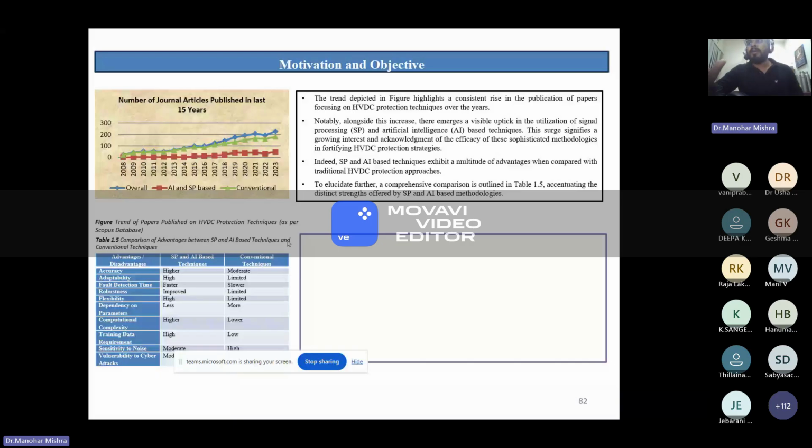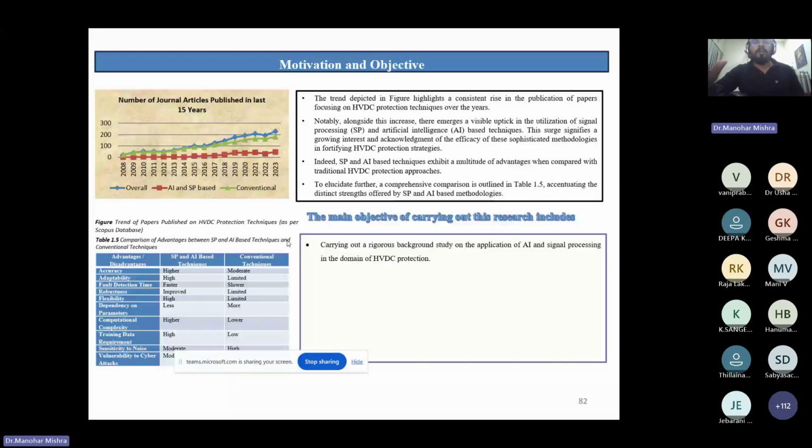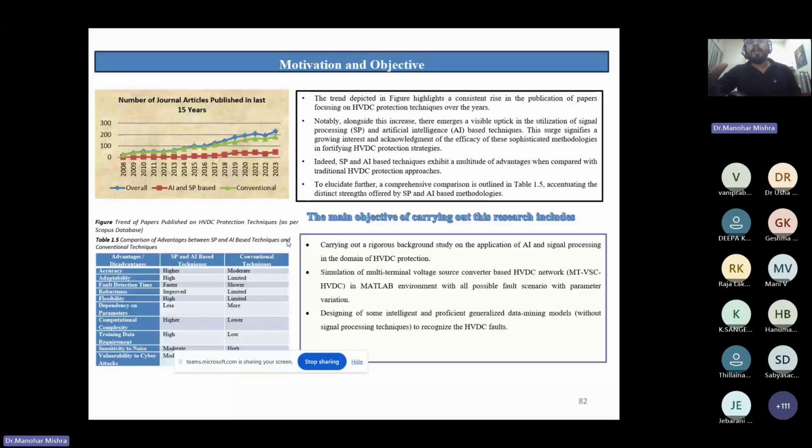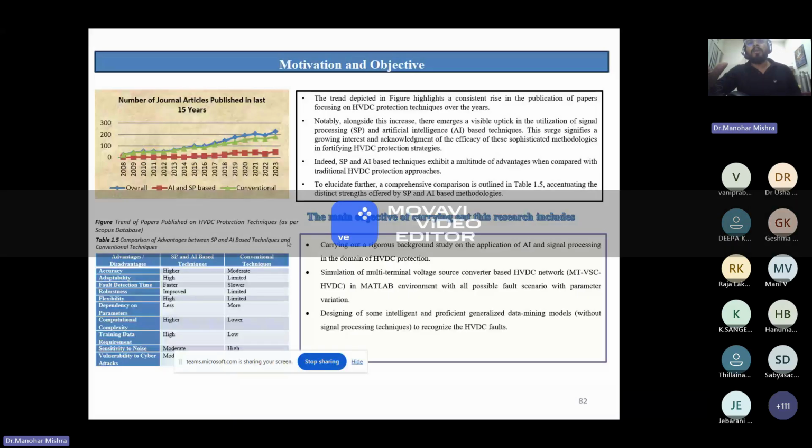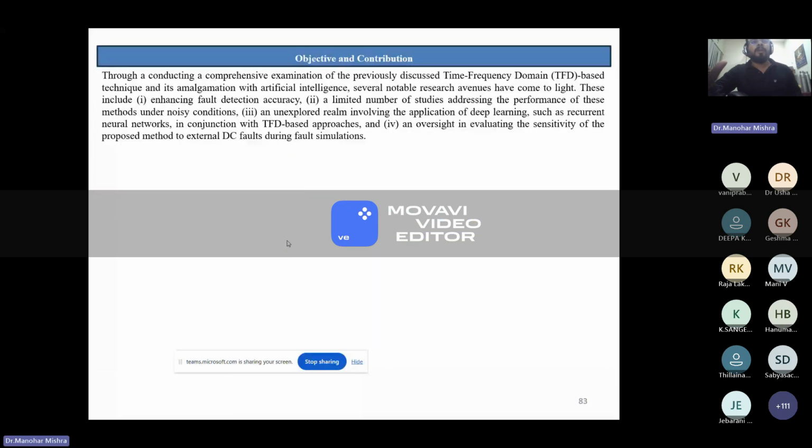So in this work, the main objectives of this research include reading about different AI and signal processing techniques for HVDC, then simulating one HVDC system in the MATLAB environment, then designing an intelligent protection algorithm with signal processing techniques. So this is the work that I am going to present here.